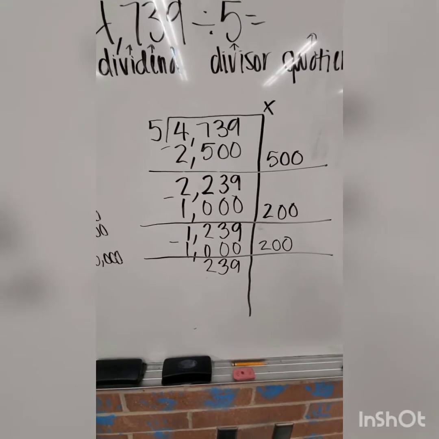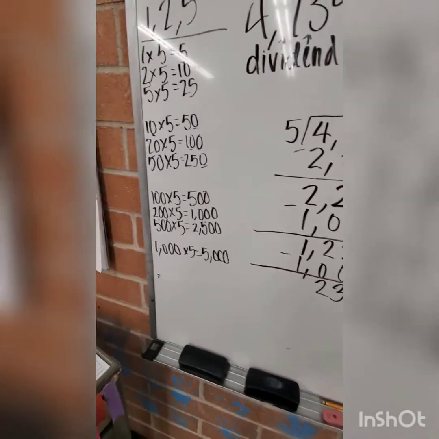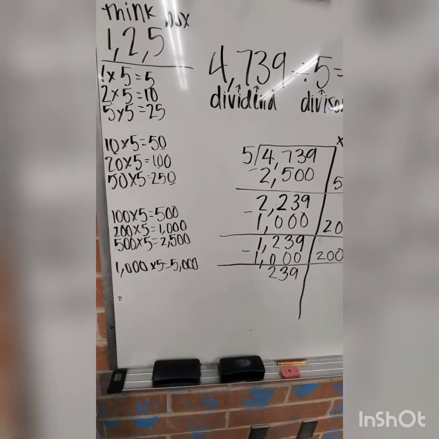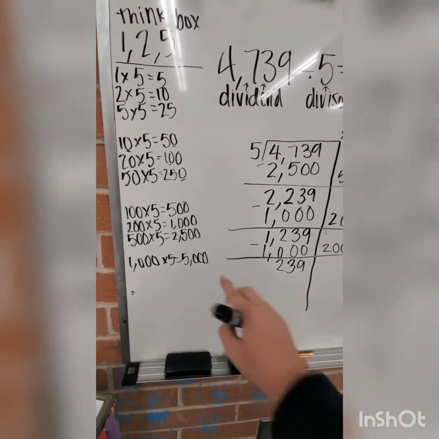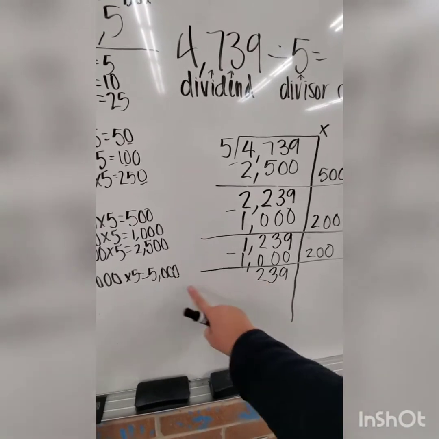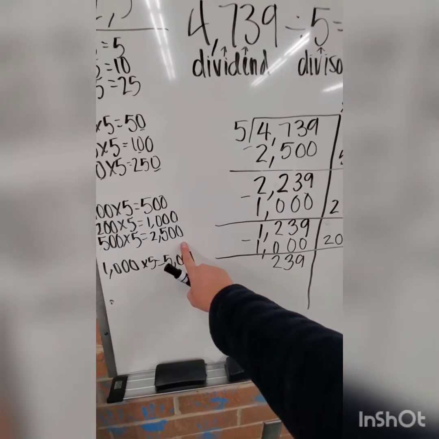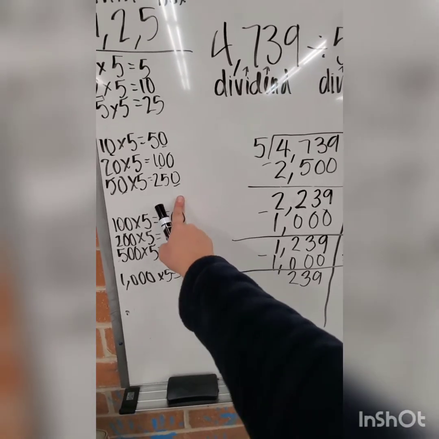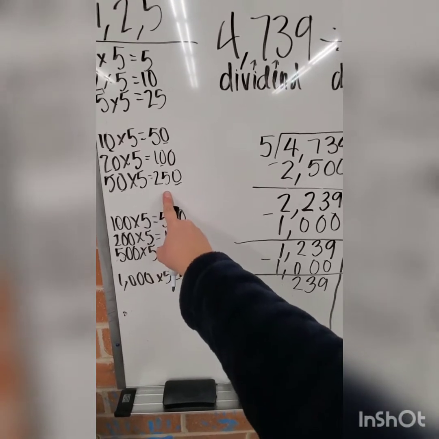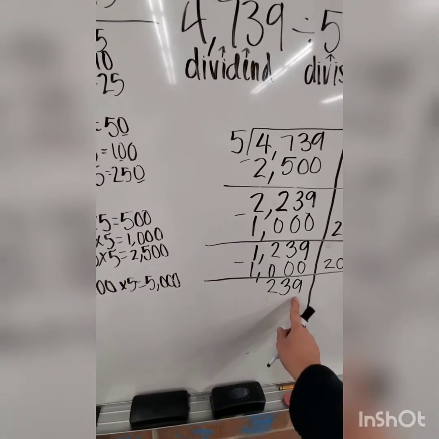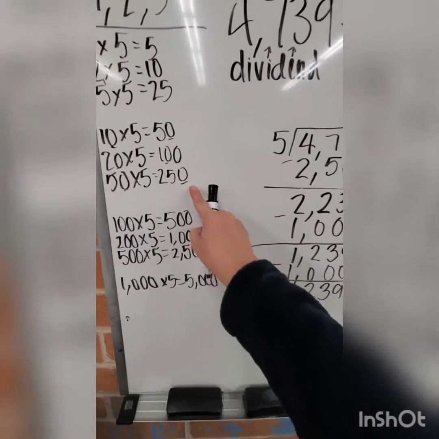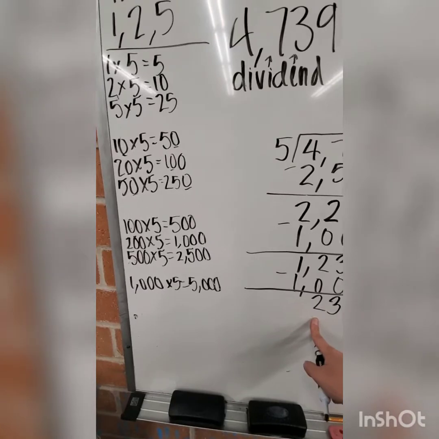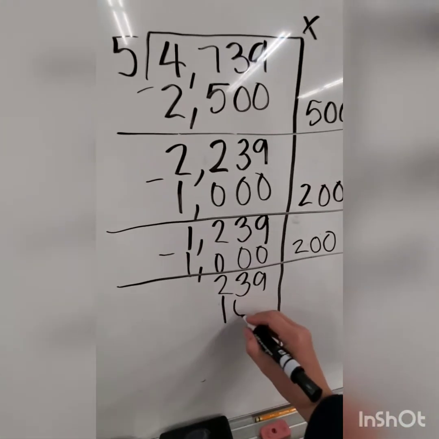Now I have 239. Let me look back over here. Which one is closest to 239 but doesn't go over it? This one is definitely more, so I'm not going to pick that. That's definitely more. I'm not going to pick not that, not that. I see this one's 200, but it's 250. 50 is more than 30, so I cannot pick that either. But I know 100, that is a lot less than 200, so I'm going to put 100 down here.